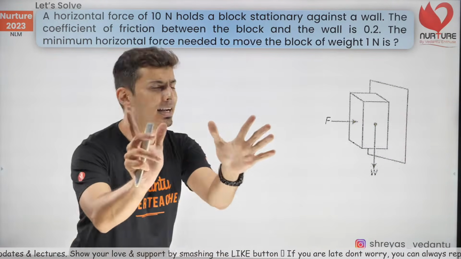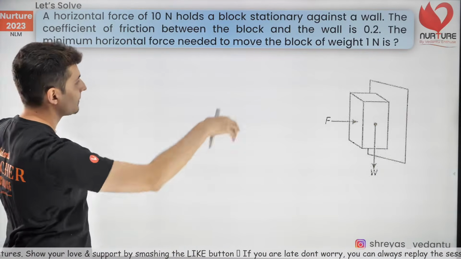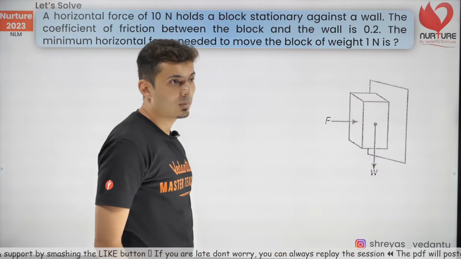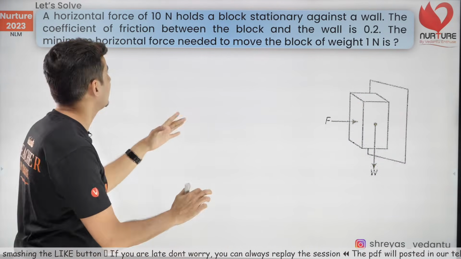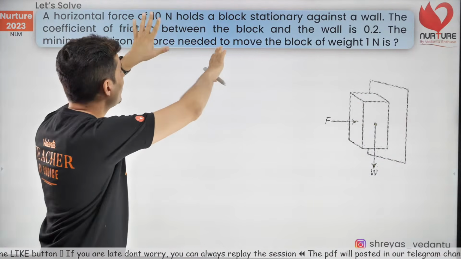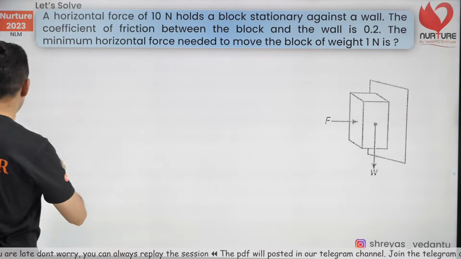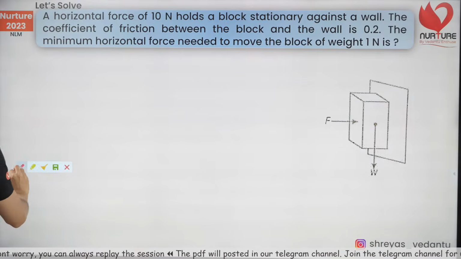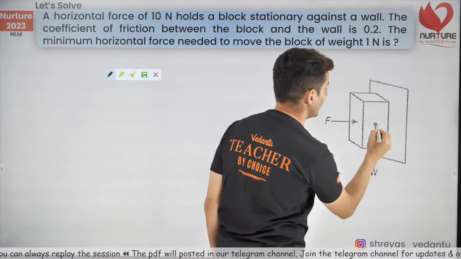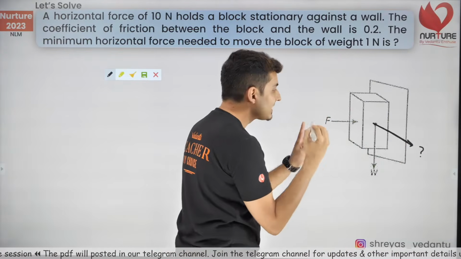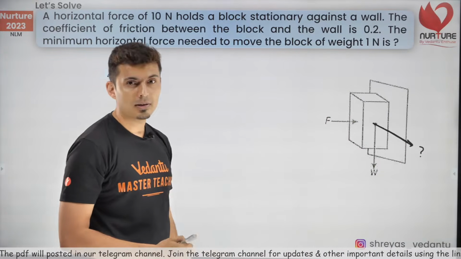So quickly, guys, there is a small change. There is a force acting on the block, but the weight is downwards. And the question is, how much horizontal force is needed to move the block? How much horizontal force? I'll show you where that force is. That force, horizontal force, is like that. How much force is needed to move this block.